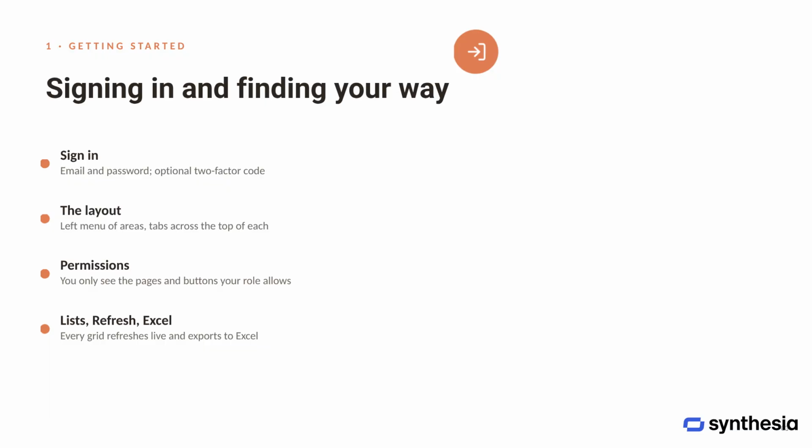Getting in is straightforward. You sign in with your email and password, and if two-factor is switched on, you'll enter a short code. Once inside, the left menu lists the main areas, and each one opens with its own tabs across the top. What you can see is governed by your role. Permissions decide which pages and even which buttons appear, so different people get a view tailored to their job. And every list you meet can be refreshed on the spot or exported straight to Excel.